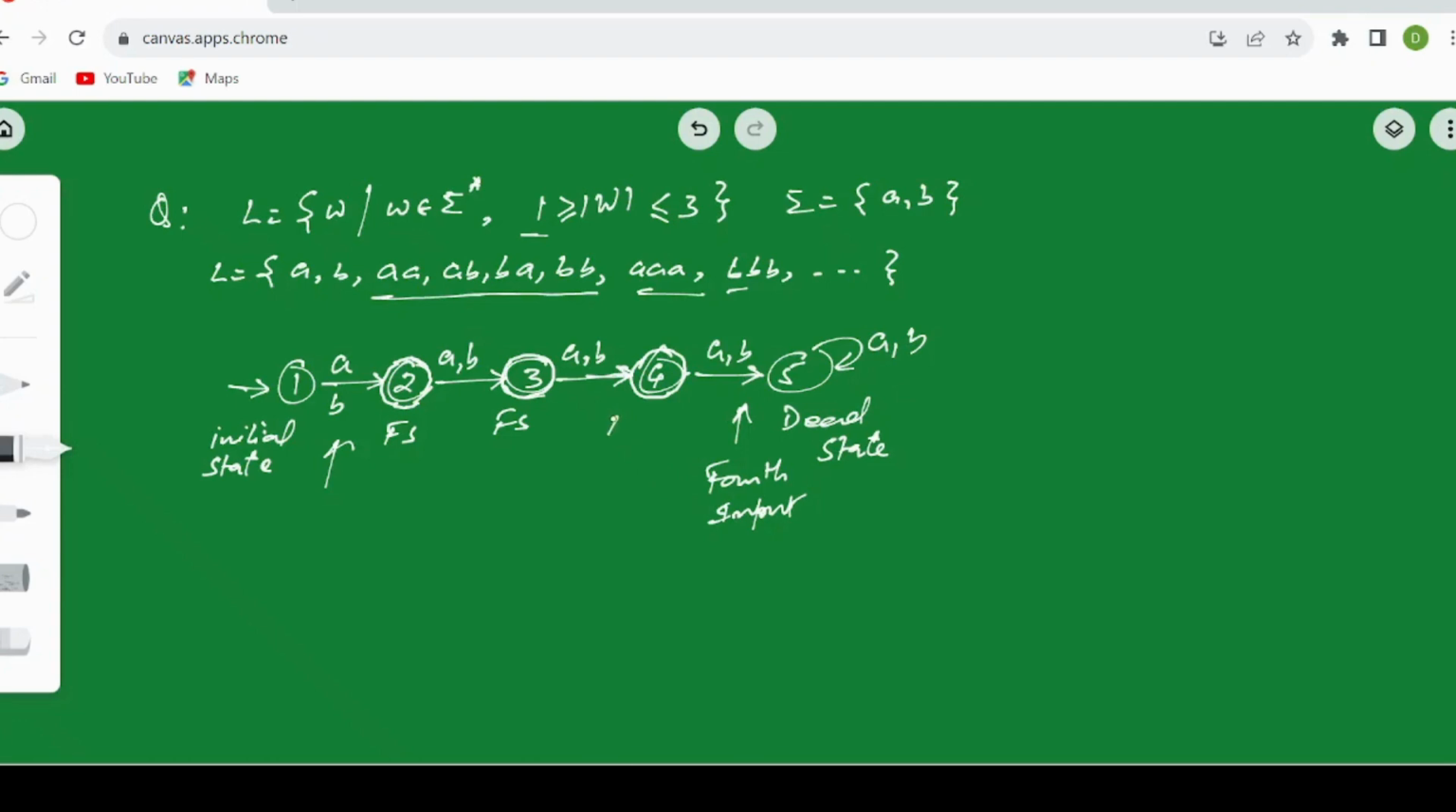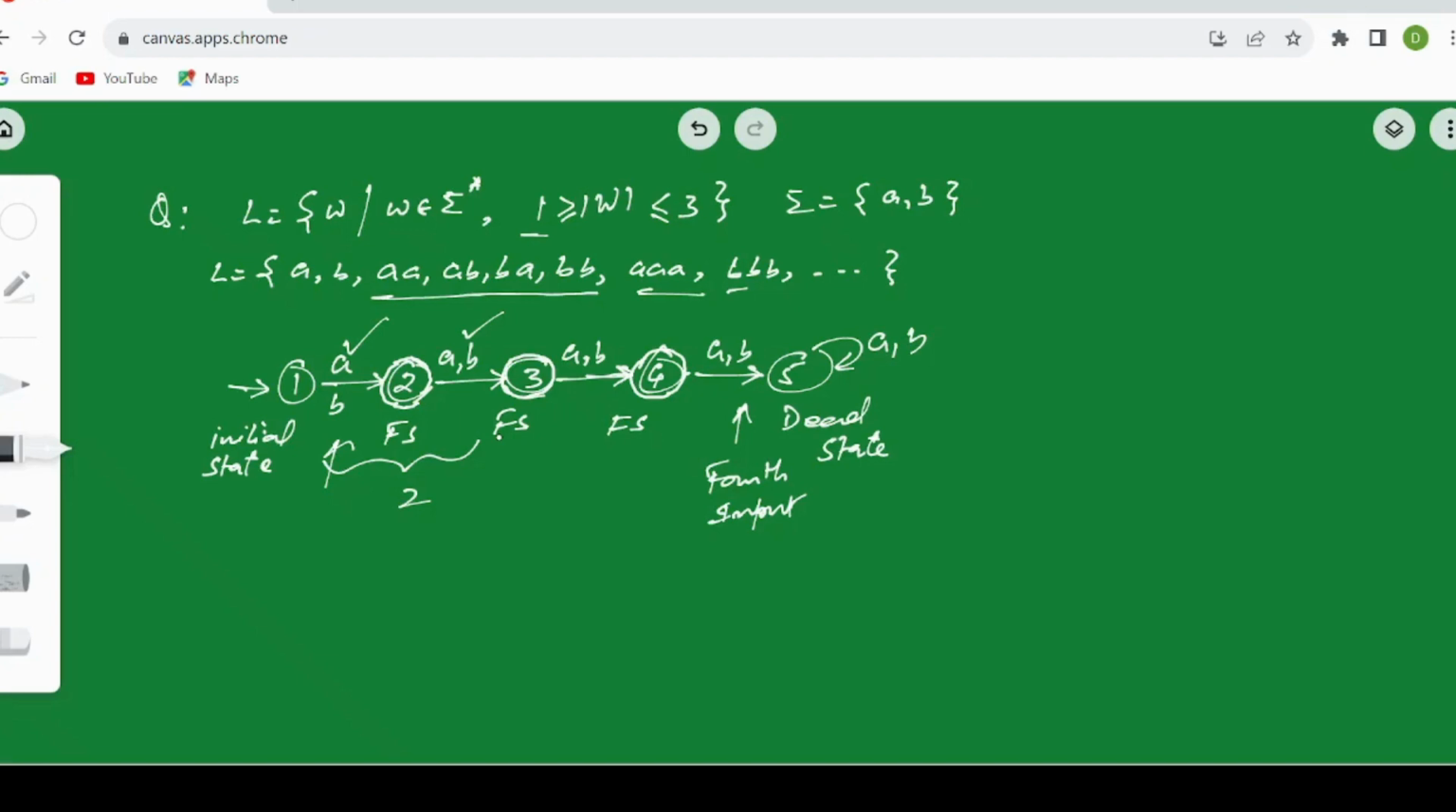So here in this example, we have 3 final states. State number 2 is the final state accepting the strings of length 1. State 3 is also a final state, which is accepting the strings of length 2. So this is the first length and this is the second length. Similarly, state 4 is also a final state, which is accepting the strings of length 3. So this is the automaton which is accepting strings of length 1, 2 or 3.